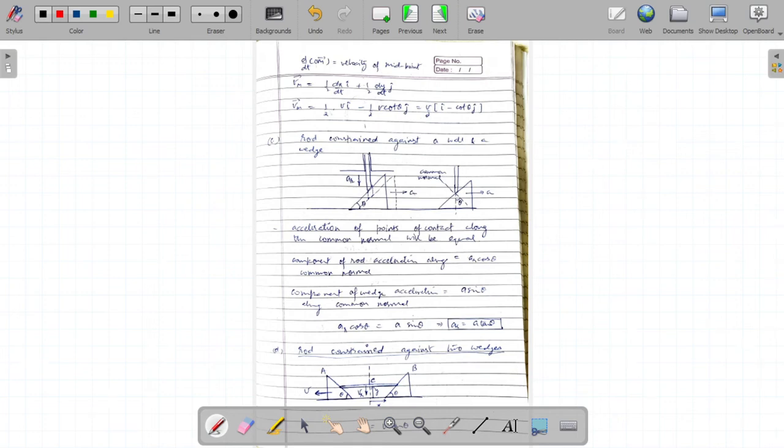Welcome everyone to our lecture on the chapter of laws of motion. Today we are going to cover the rod against a wedge constraint.